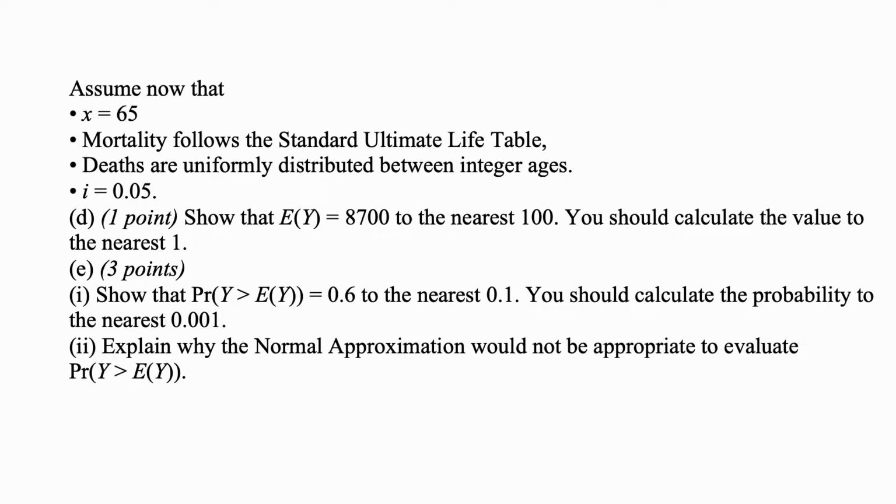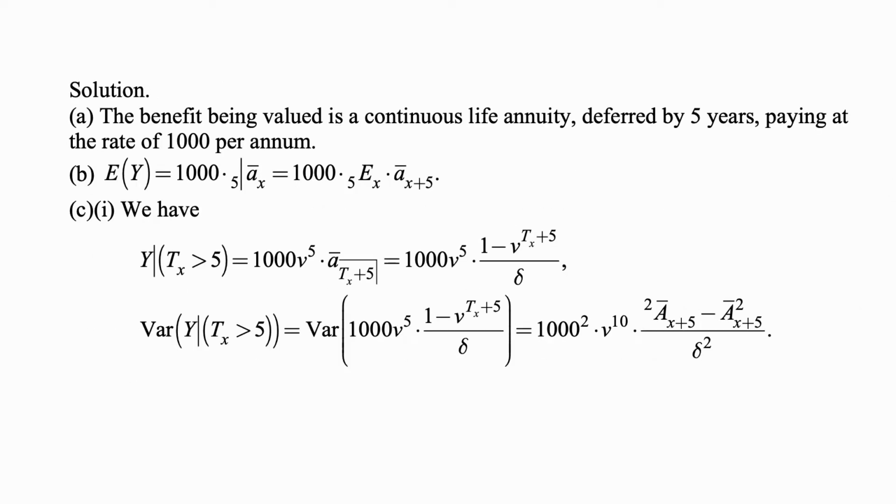Part D, show that E of Y is 8700 to the nearest 100. You should calculate the value to the nearest 1. Part E, Part 1, show that the probability that Y is more than E of Y is 0.6 to the nearest 0.1. You should calculate the probability to the nearest 0.001. Part 2, explain why the normal approximation would not be appropriate to evaluate the probability that Y is more than E of Y. And here's the solution.